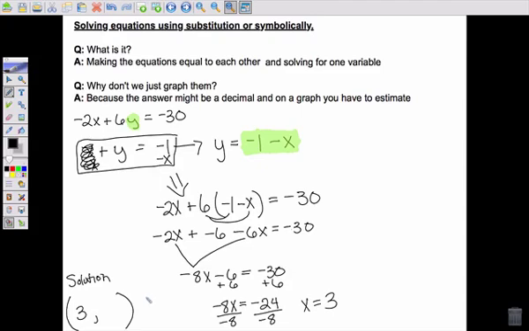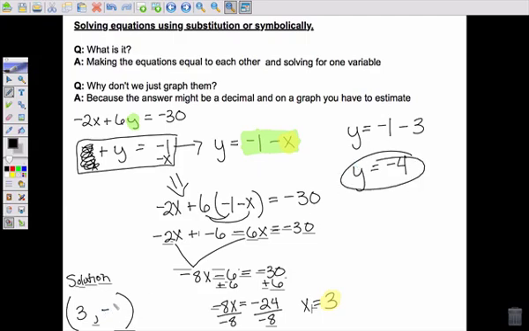Do I know y? Do I know y yet? No. Again, then, I need to plug in this x equals 3 into either one of my equations. Both will give me the same answer because this is the solution. I'm going to plug it into this one where y is already by itself. So that gives me y equals -1 minus 3. And what is -1 minus 3? -4. So my solution here is 3, -4. That's my answer to the system. That is where these two equations will cross. That's where their two lines will meet. Okay?